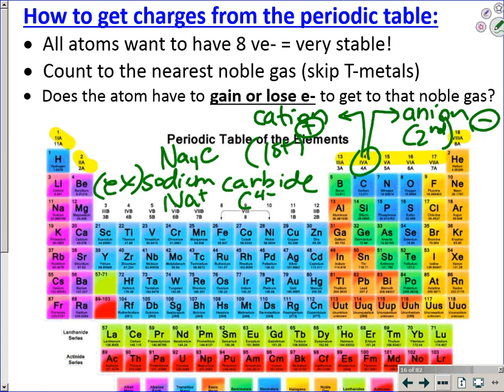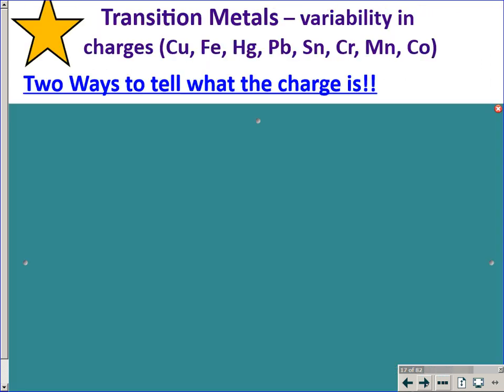Group 5? -3. Group 6? 7? 8? 0. None. Okay. So that's a quick review of charges. And then now, we've been skipping this big chunk in the middle of the periodic table, right? This whole time. Called the transition metals.